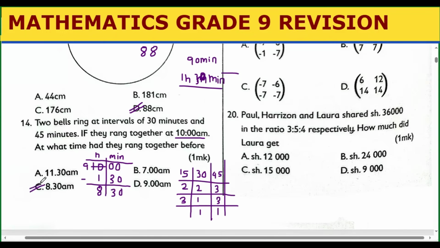Ulikula hiyo? Check, just confirm. Ukujua? Fine, that is C. I want us to reach this number 20, but before that, let's continue.